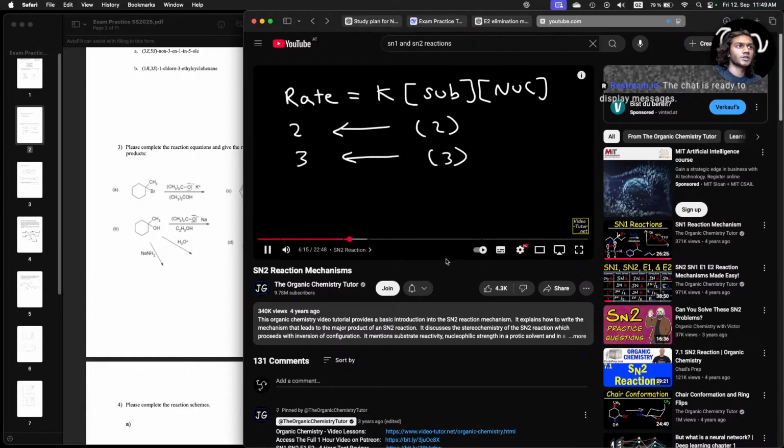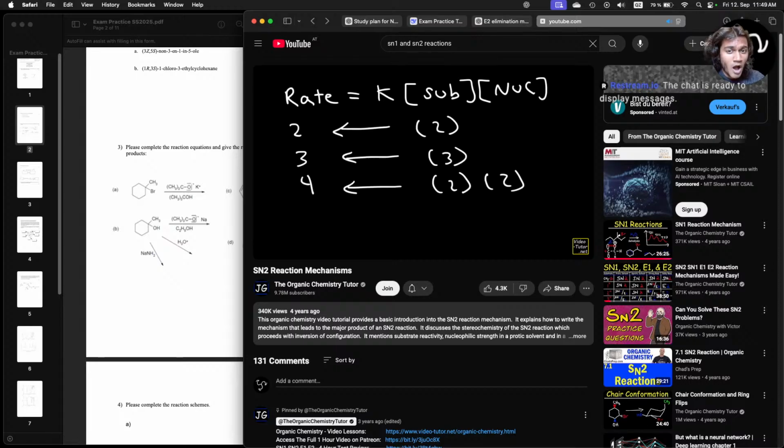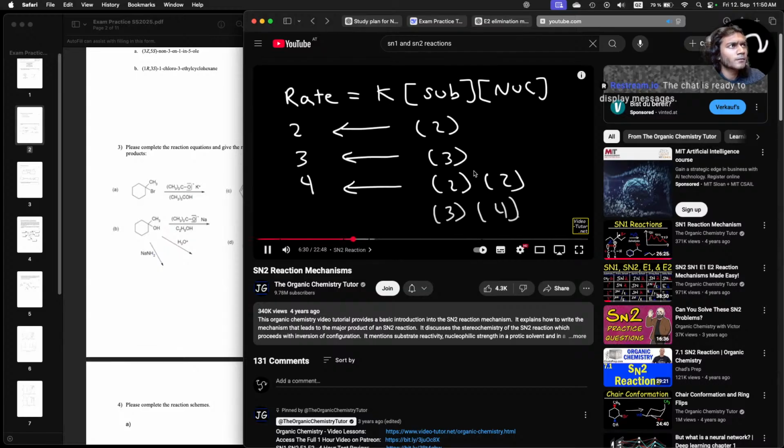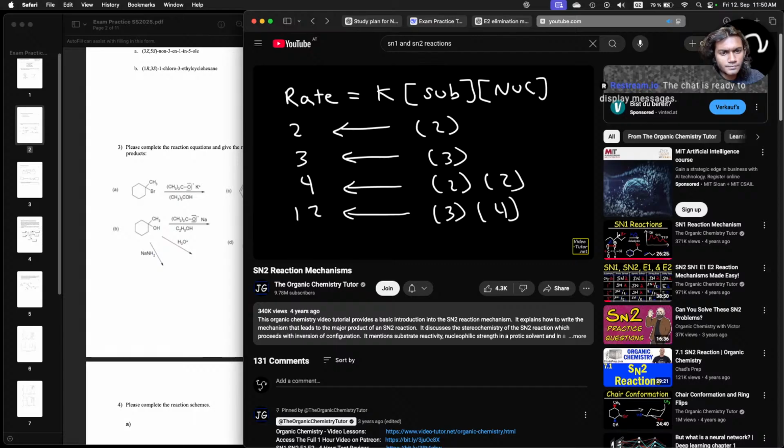If we double the concentration of the substrate and double the concentration of the nucleophile, 2 times 2 is 4, so the rate will increase by a factor of 4. If we triple the concentration of the substrate and quadruple the concentration of the nucleophile, that makes it 12 times, so the rate will increase by a factor of 12.